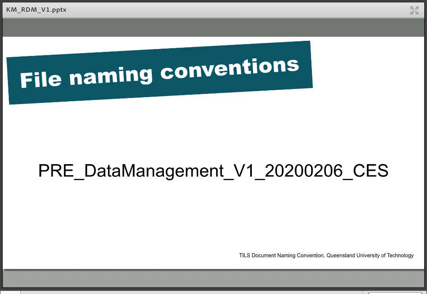The one that you see on the screen here is actually borrowed from the Queensland University of Technology, and they use a series of components to construct a file name. So it starts off with a prefix, which describes the type of file. In this case, PRE stands for presentation. And you could have MEM for a memo, LST for a list, all sorts of different things. And there's a big long list on the Queensland University of Technology website. If you look for the TILS document naming convention, there's a great big PDF that explains what all of the prefixes are.